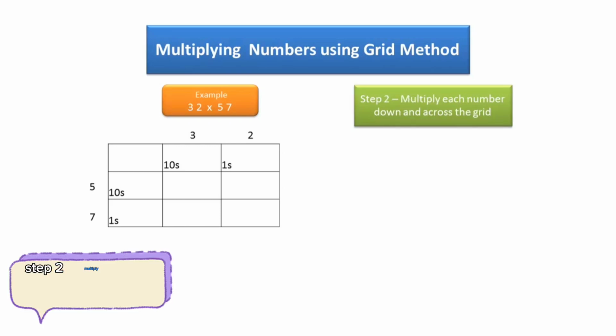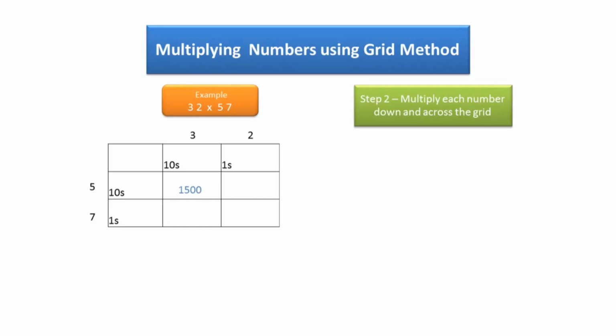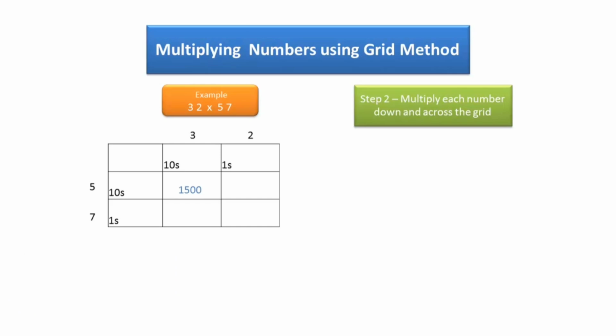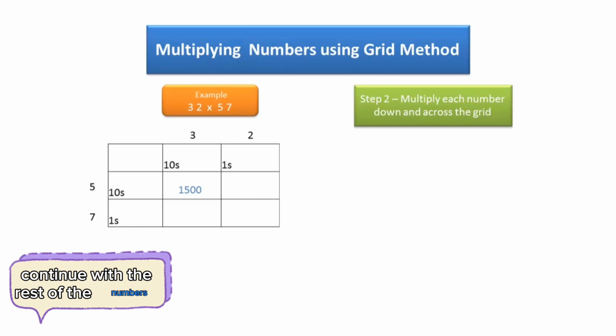Step 2. Multiply each number down and across the grid. So for 3 at the tens place and 5 at the tens place, if we multiply, we get 1,500. That's 3 times 10 equals 30, and 5 times 10 equals 50, and 50 times 30 is 1,500. Continue with the rest of the numbers.